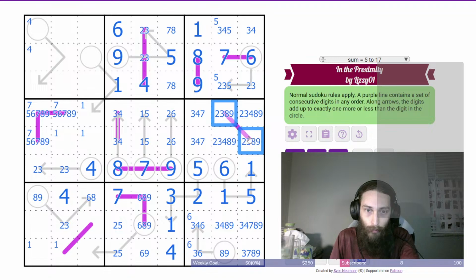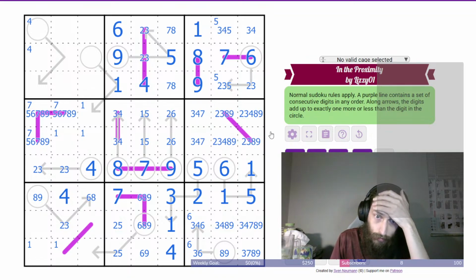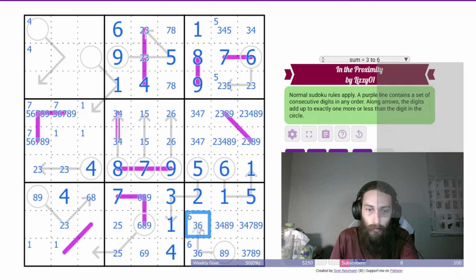Now, these can't be a 4 and a 3, because that would just be 7 left over. If this was a 4, this would be a 6, and this would be a 9. But that would break this here. So this isn't a 4. Now this is a 3-6 pair. And 3 and 6 is 9, but this isn't allowed to be the same, so this is 8.